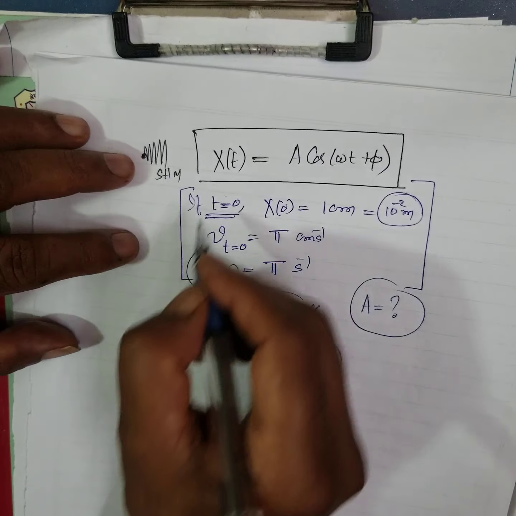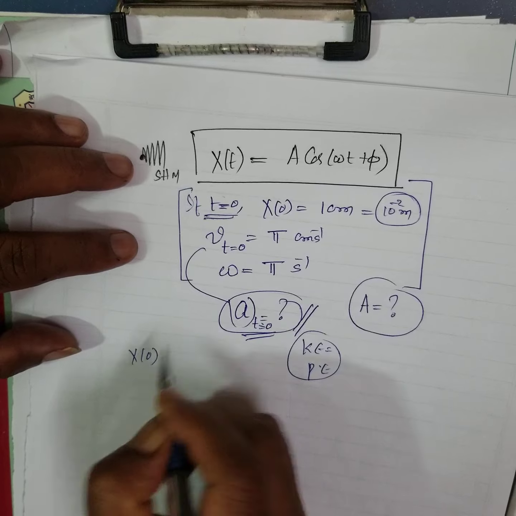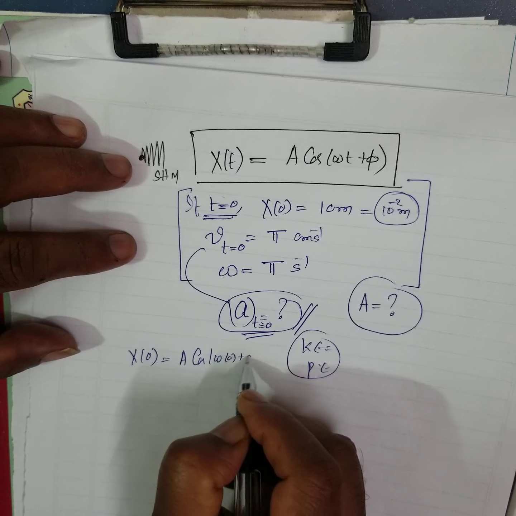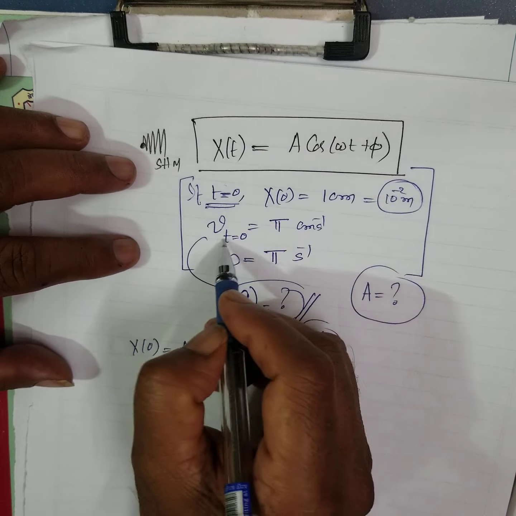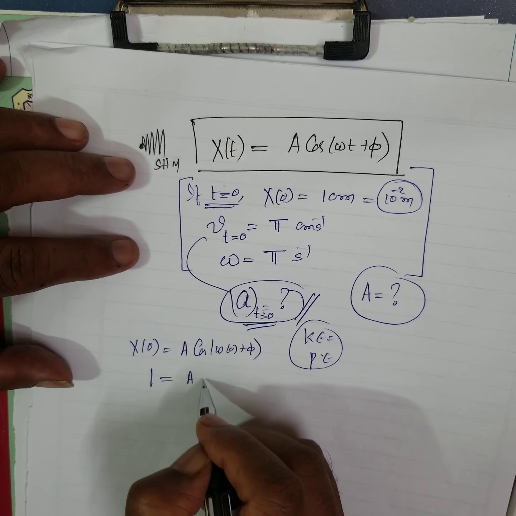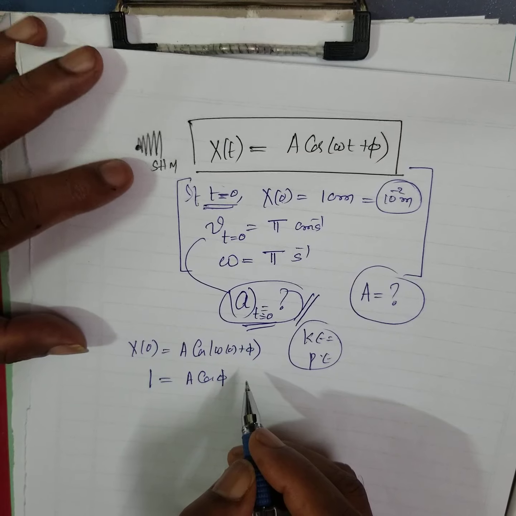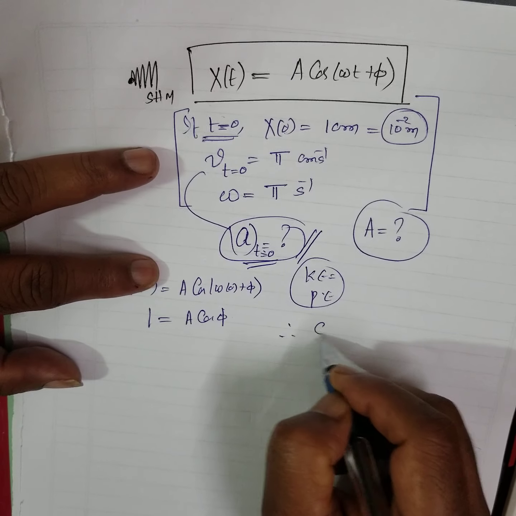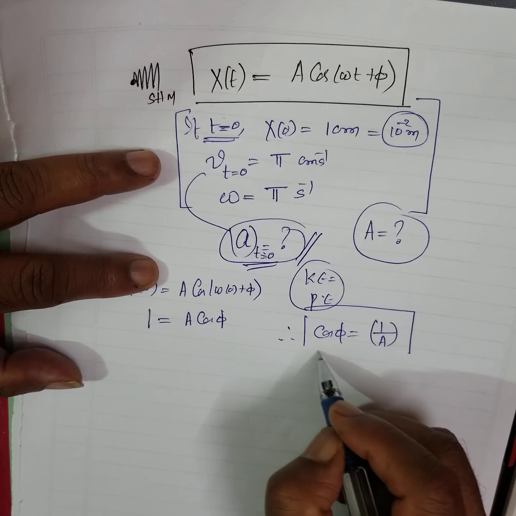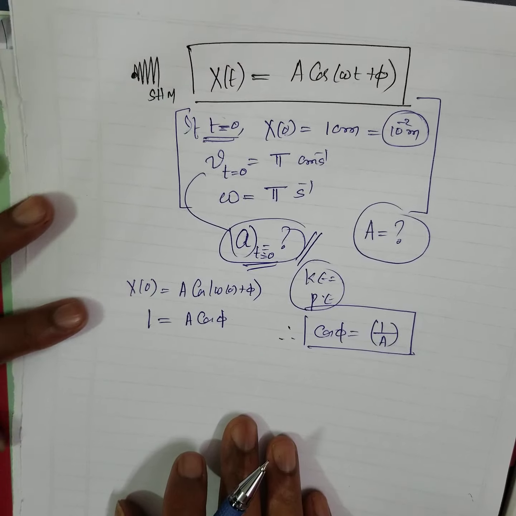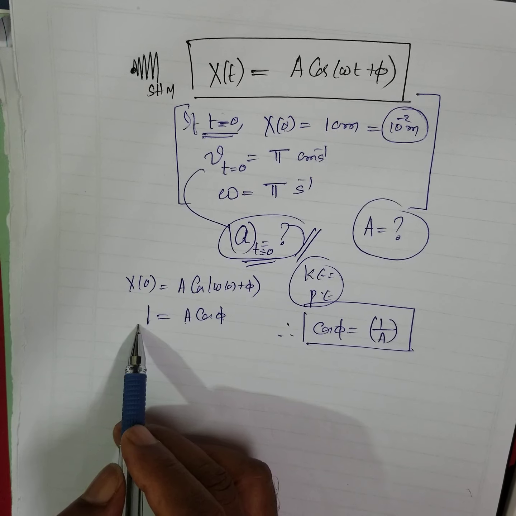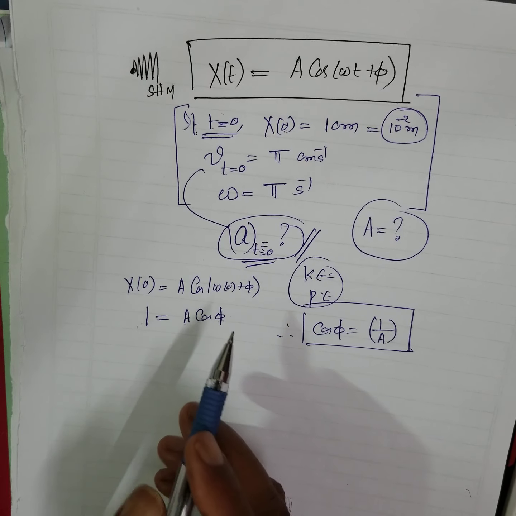So let's see, x is given. Therefore, x at t is equal to 0. What happened? A cos omega t plus phi, with t equal to 0. This is nothing but 1, no? 1 is equal to a cos phi, with t equal to 0. Right? Now what is cos phi? Cos phi is equal to 1 by a. I got this value. Just I am keeping separately. Suppose a is equal to 1. Cos phi is equal to 1. Cos 0 is equal to 1. Phase angle is 0. That way you can solve.